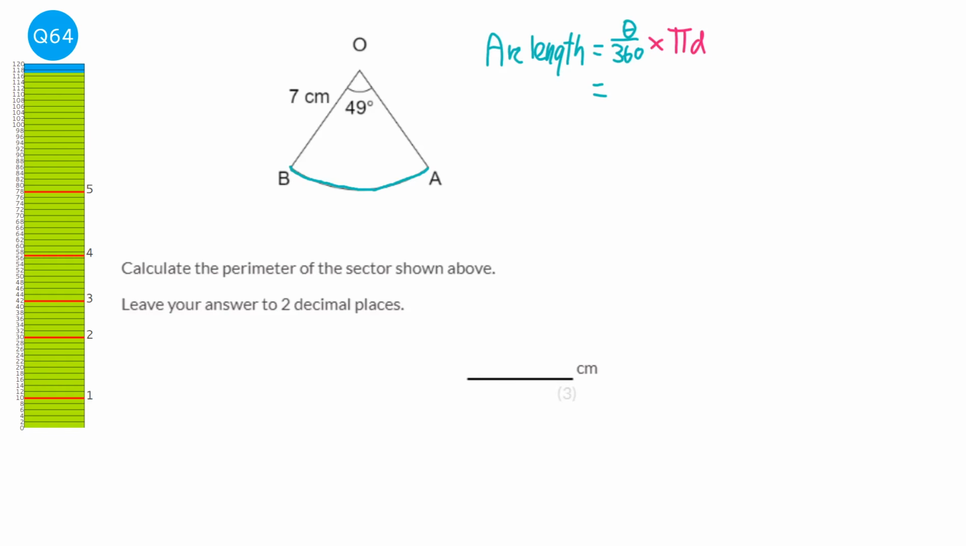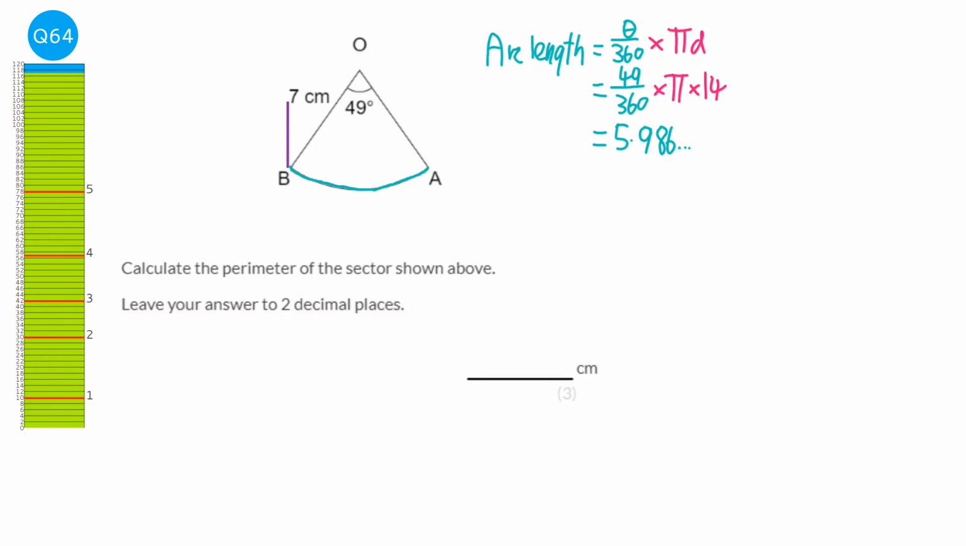And so that's going to be 49 over 360 times pi times, and the diameter would be twice the radius. The radius is 7, so it would be times 14. When we do all of that, we get 5.986, and so on. But that is not the perimeter yet.